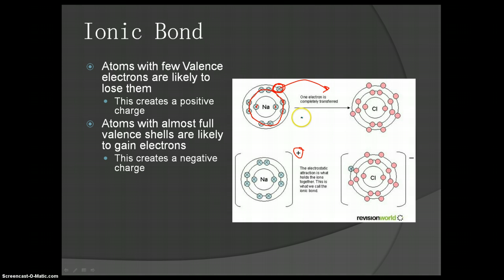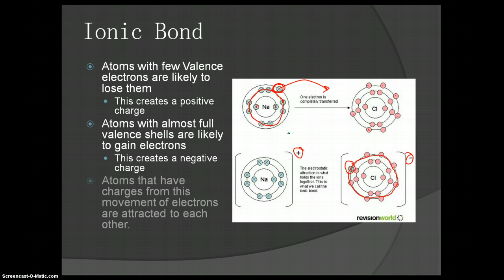Now, atoms that have almost full valence shells, like chlorine over here, which has 1, 2, 3, 4, 5, 6, 7 in the outermost shell, they are likely to take this electron and add it, like you can see right here. Now, it has 8 in its valence shell. It is full and has a negative charge. Just like a magnet, 2 atoms that have a charge, positive and negative, those charges attract the elements to each other. That forms a chemical bond that we call an ionic bond. All right?